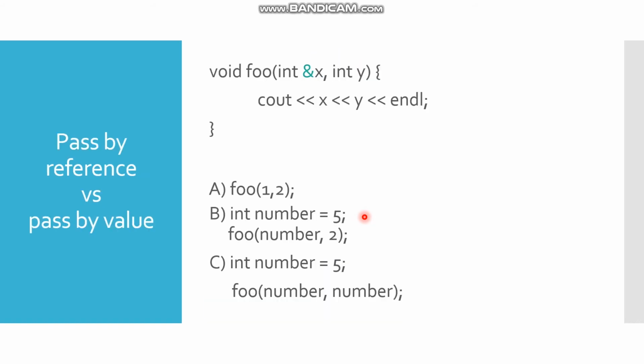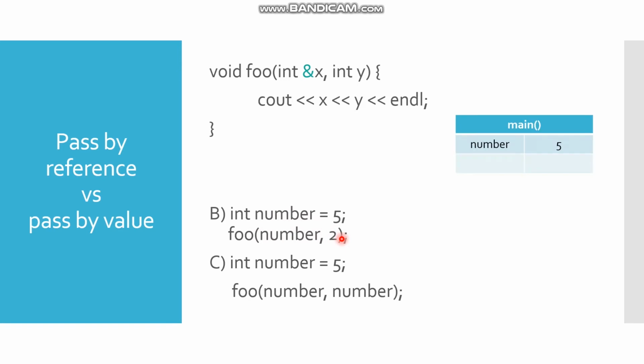So let's have some more exercises over here. For A, it will not work because it's supposed to be a pass by reference here, but this is not a variable. So A does not work. For B, it works because there's a number passed by reference, and this is passed by value. So what we have here is number, and when foo is called, y is passed by value, so it copies over 2, and x is another name for number. This works. After the function finishes executing, it gets destroyed.